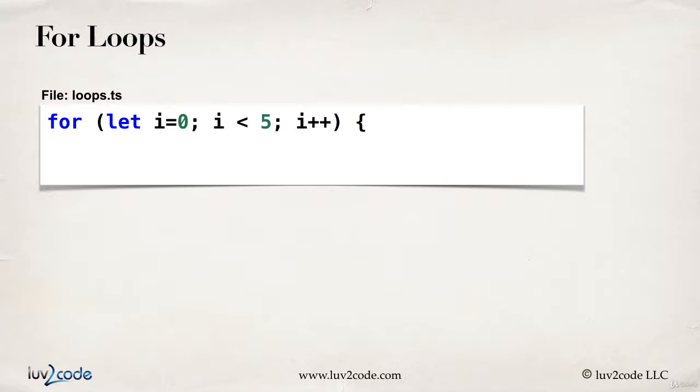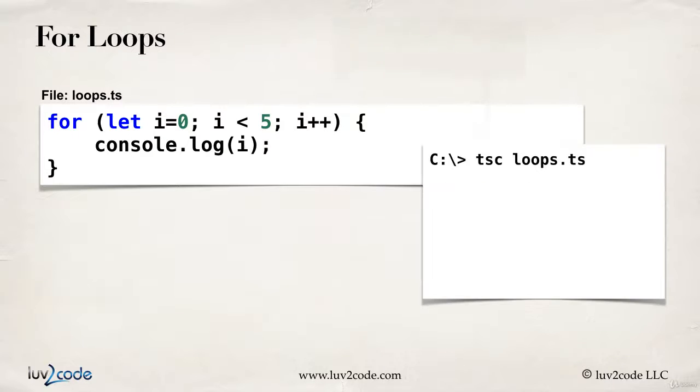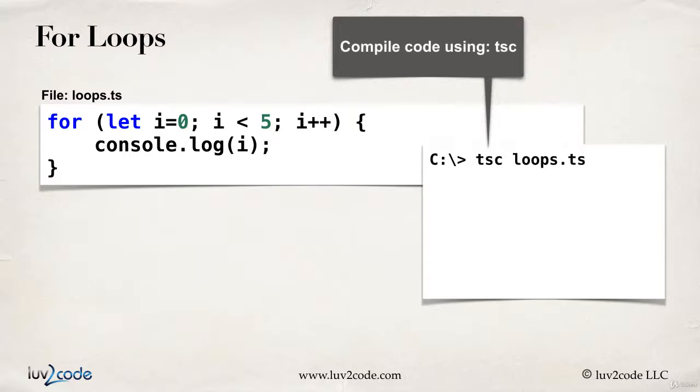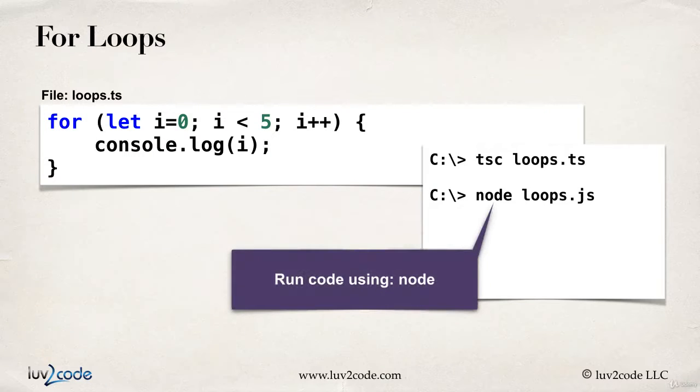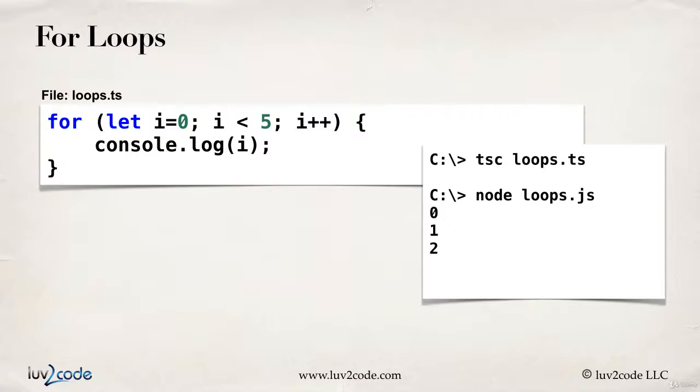I set up a for loop. I let i equal 0, i is less than 5, i plus plus, and I can simply print out that value using console.log(i). So we simply compile the code using tsc, and then we just run it using the node command, node loops.js, running that JavaScript code. And then this will give us the desired output, just like you would expect in any other programming language.